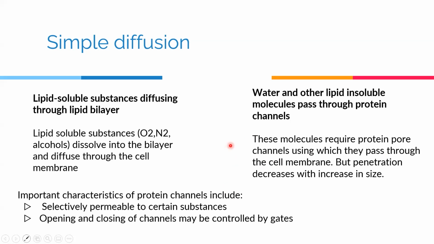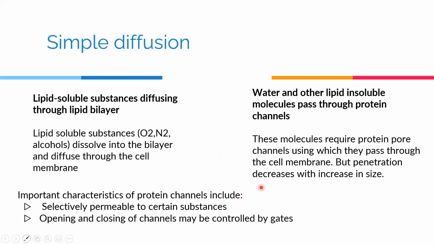We can consider them as cylinders having a water-filled interior. Since there is water inside the particular pore channel, water-soluble molecules can easily pass through this channel into the cell. But these protein pore channels have two specific characteristics that help them prevent unnecessary entry of foreign molecules into the cell.